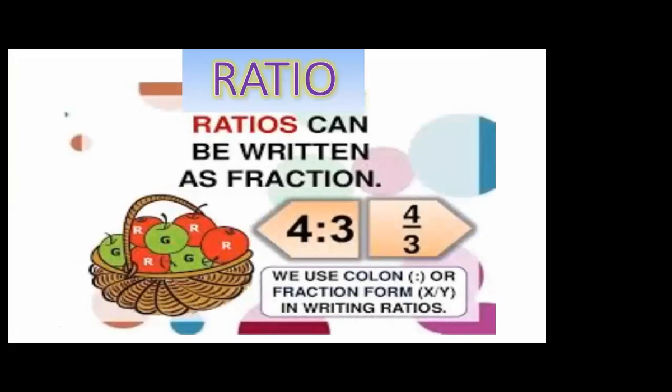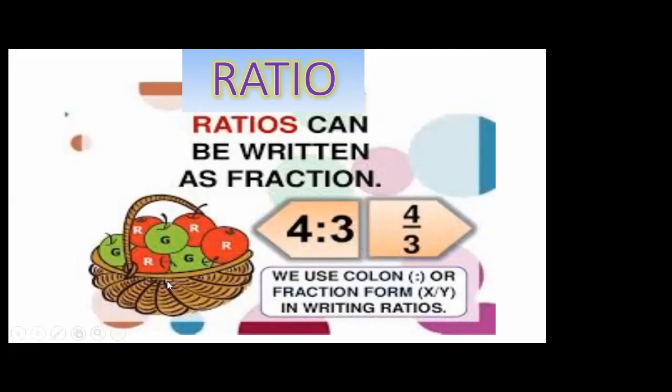First of all, what is ratio? Here in this basket, you can see that apples are there. Okay, all are the apples, only the color is changed. So here, there are 3 green apples and 4 red apples. If I am comparing red apples versus green apples, I can say the ratio is 4 ratio 3. So ratio can be written like this by putting colons, or we can also write 4 upon 3. We can also represent ratio in the form of a fraction.